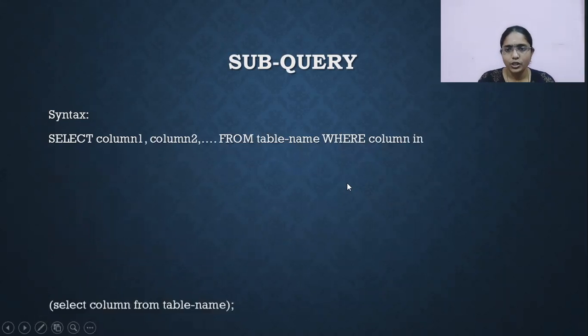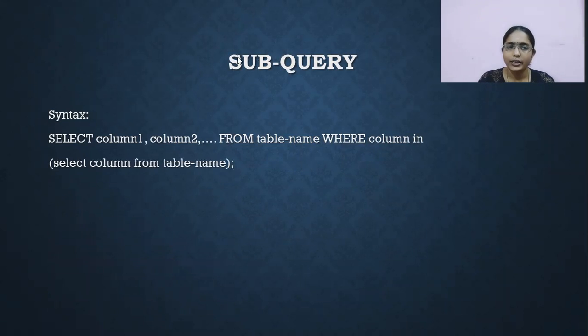What is the syntax? First we'll look at it and then we can have an example for the particular topic. As I told you, the subquery can be implemented in one more method. What is that? Previously I mentioned select column names from table name where column equals, followed by your inner query. This is your outer query and this is your inner query. So previously I used this assignment operator, so whatever value you are getting will be assigned, right?